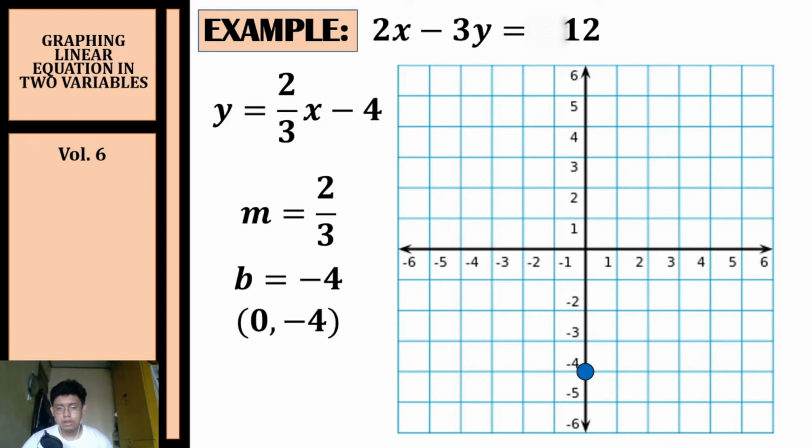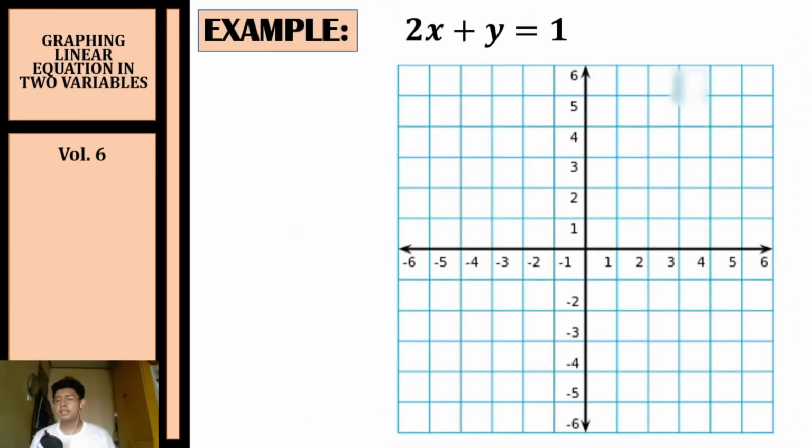Since we have 2 as our numerator, we have 2 units moving up. Since our denominator is 3, we're going to move 3 units to our right. And that will be the location of our next point. Then after that, we can now connect the 2 points, having our graph of the equation 2x minus 3y is equal to negative 12. Alright, let's have another example.